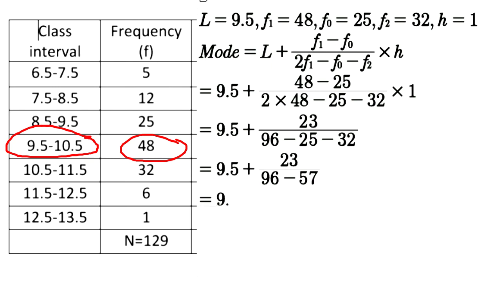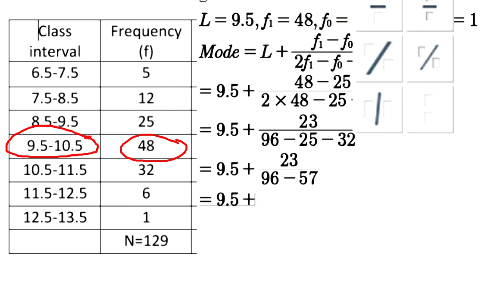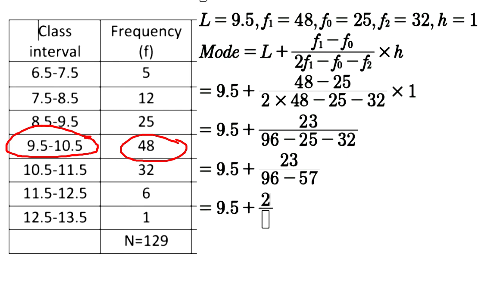Equal to 9.5 plus 23 divided by 39, since 96 minus 57 equal to 39. It will give you 9.5 plus 23 divided by 39, which equals 0.59, and equal to 10.09. So we have found that mode equal to 10.09.